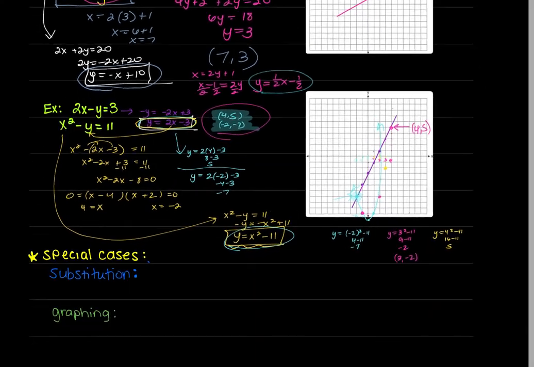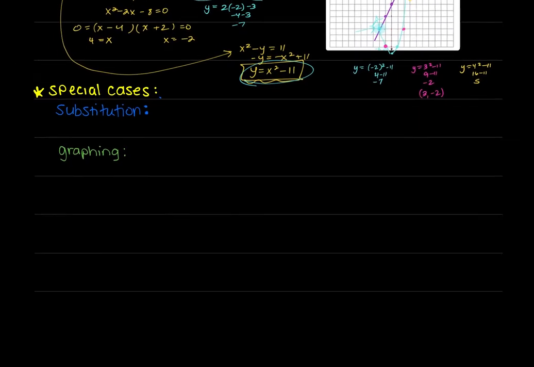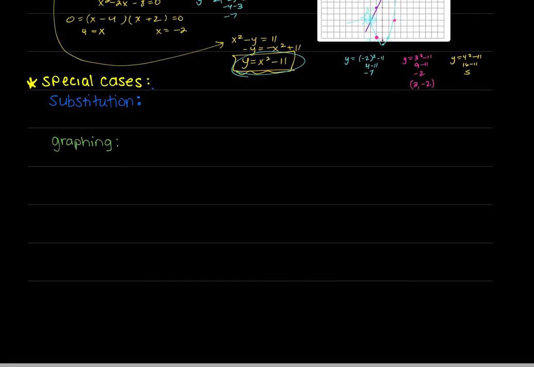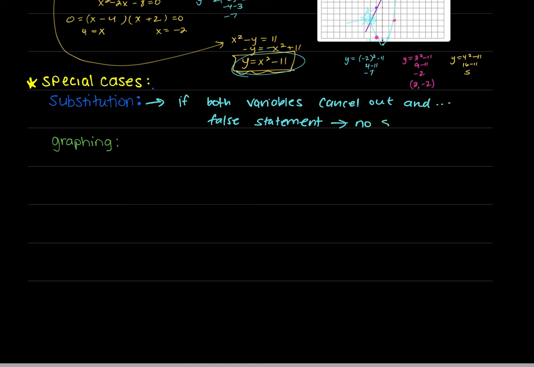All right, there were 2 special cases when you're dealing with substitution and graphing. The special case for substitution is if both variables cancel out and a false statement is left. Then it's no solution.